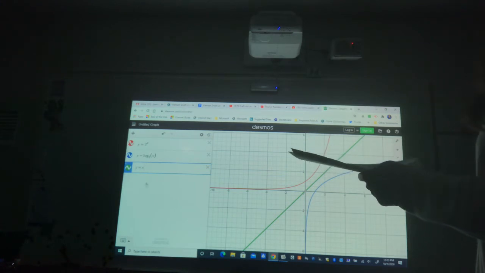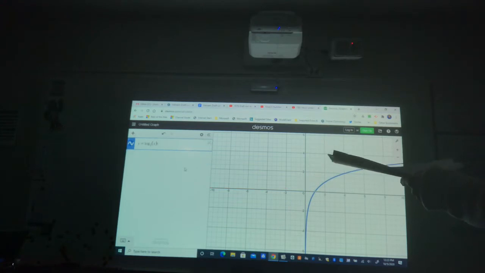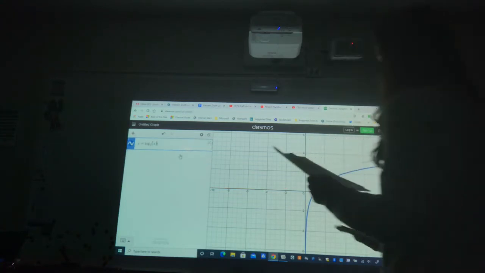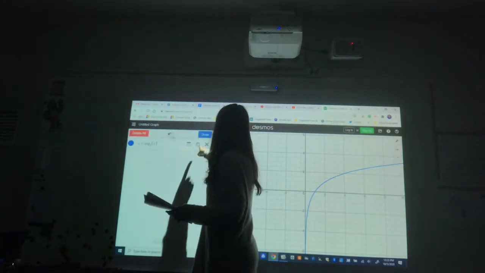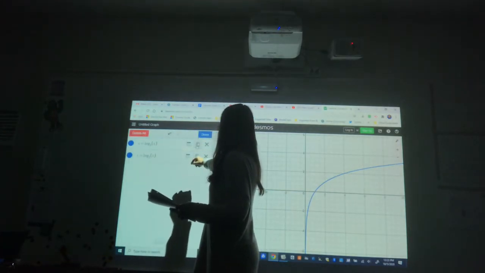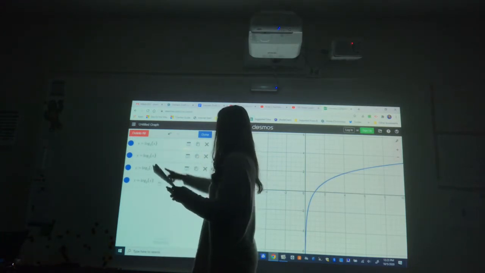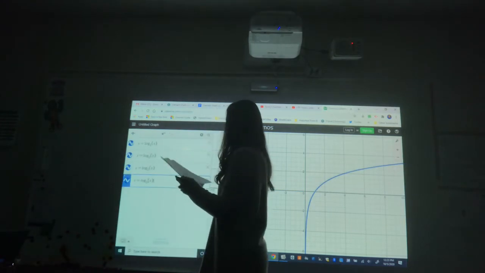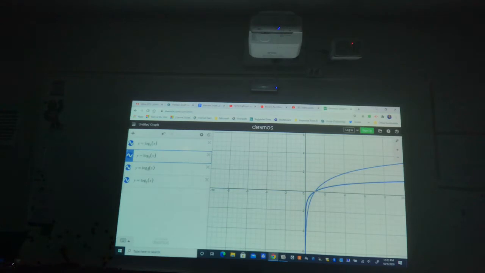So Jada, if you'll delete the green and the red graph. Okay, and then what you can do to make this faster is if you hit that little gear thing, and then this copy, like the double, okay, and hit it again. I want you to have 4 total. Okay, but then change the 2 to a 5, a 10, and a 3. So what we're doing, this is the next example in your notes. We're comparing log base 2, log base 5, log base 10, and log base 3.